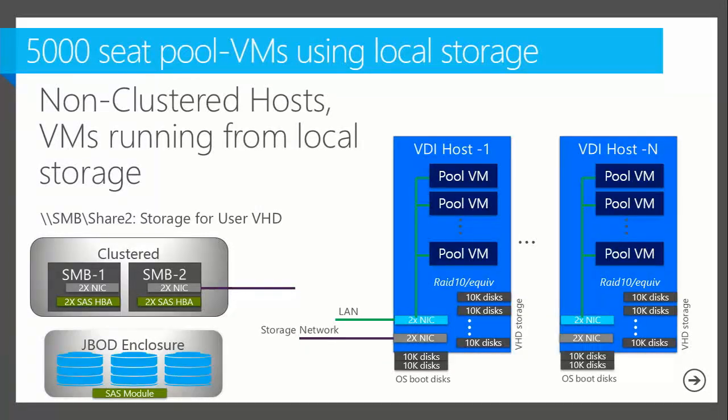These don't need clustering because pool VMs are like throwaway VMs. You can log into any other one, and your settings and documents are preserved because they're coming from the user VHD. And that's why the user VHD is on some centralized node that is in an HA configuration, so that there's no loss to user data.